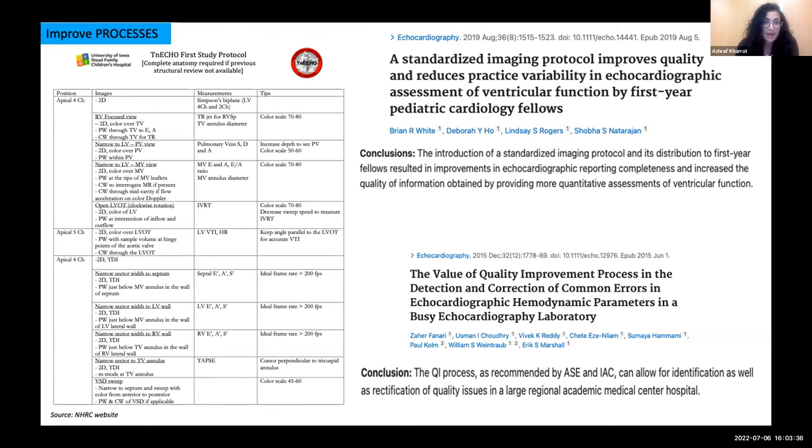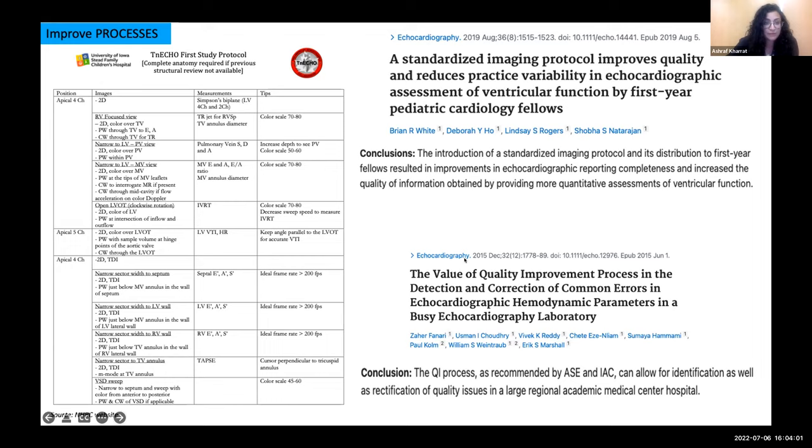So this is something that a lot of different TNE programs will have. But what I've shown there are just two papers that have shown that just having a common protocol for acquisition of images will improve clinical outcomes or improve the reliability of the echo itself.